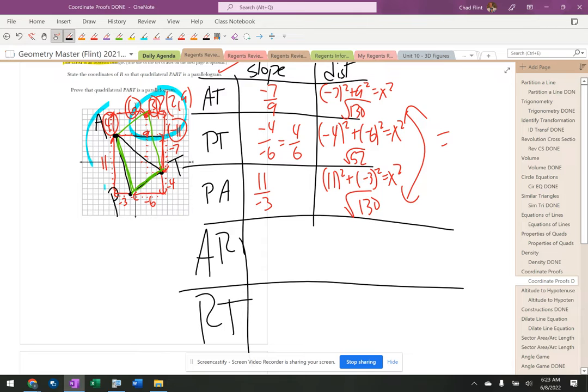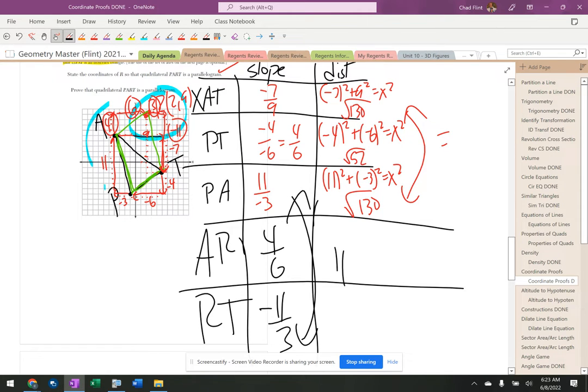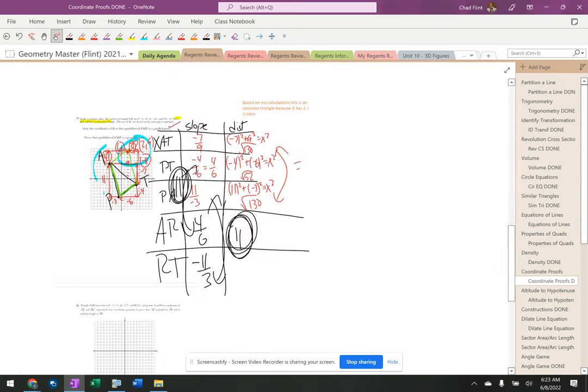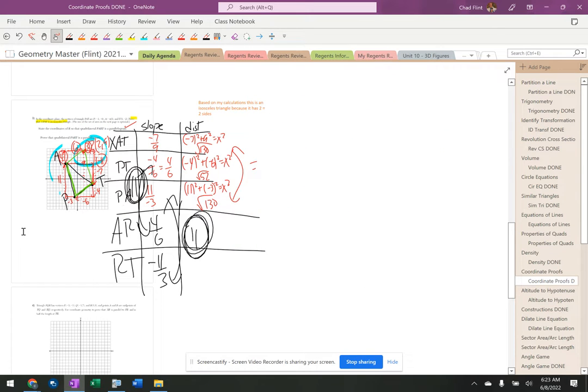All right, and now AT is no longer part. I'm gonna just put like a little X by it. It's no longer part of the parallelogram. All right, so AR is up 4 over 6, and RT is down 11 over 3. And what I should notice here is I have parallel lines right there, and I have parallel lines right there. I can do the distances, but I don't need them. All right, so if I do the distances, that's fine, but I don't need them.